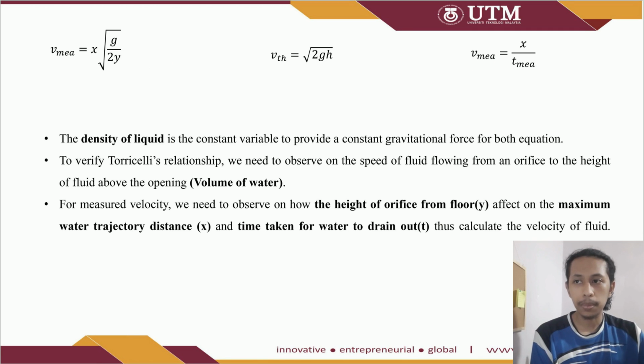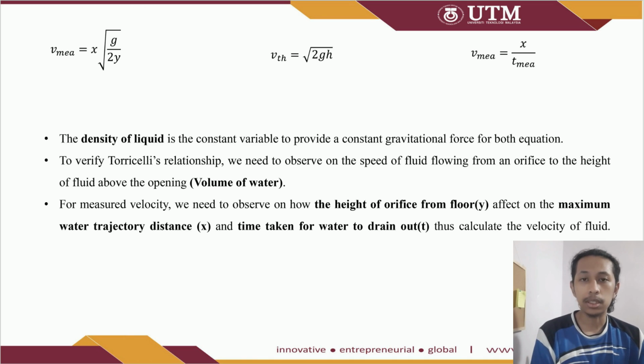And the constant variable is the density of the liquid. As we can see, the density of the liquid is the constant variable to provide a constant gravitational force for both equations. To verify Torricelli's relationship, we need to observe the speed of fluid flowing from an orifice relative to the height of fluid above the opening. And for measured velocity, we need to observe how the height of the orifice from the floor affects the maximum water trajectory distance and the time taken for water to drain out, and thus we calculate the velocity of fluid.